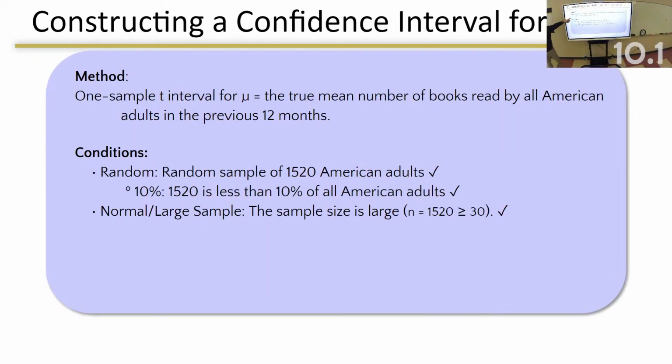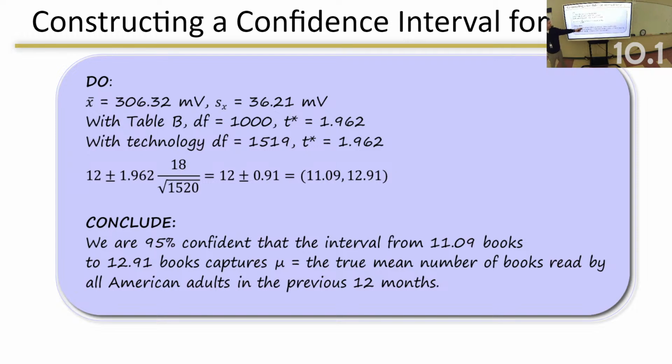One sample T interval for mu, conditions: random, 10%, normal large counts met, right? There's X bar, there's the standard deviation. Table B, it's 1.962. With technology, it's 1.962. It's the same number, okay? Here's the interval, 11.9 to 12.91. We are 95% confident that the interval from there to there captures mu, the true mean number of books read by the American adults in the previous 12 months.